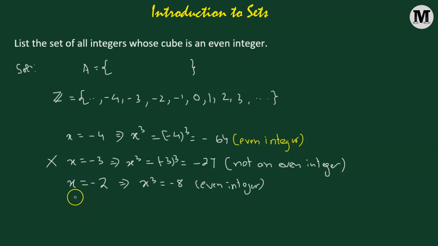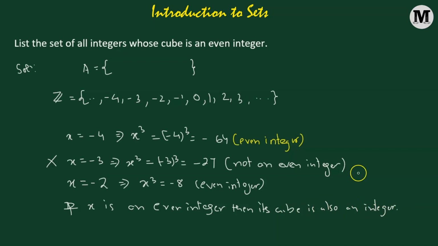So here we can observe that if x is an even integer, then its cube is also an even integer. So we're going to consider only the even integers. That means the set A is going to contain the elements -4, -2. We can also consider 0 because 0 is an even integer. Then we have 2, 4 and the rest of the terms.